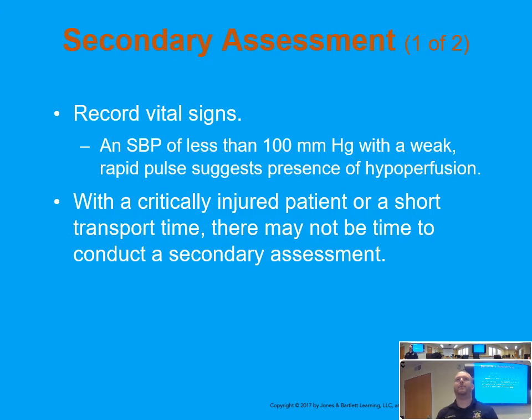Secondary assessment: get some blood pressure. Systolic blood pressures of less than 100 millimeters of mercury with a weak rapid pulse suggest signs of hypoperfusion. It is a late sign of hypoperfusion. This person needs to be at the hospital like yesterday.